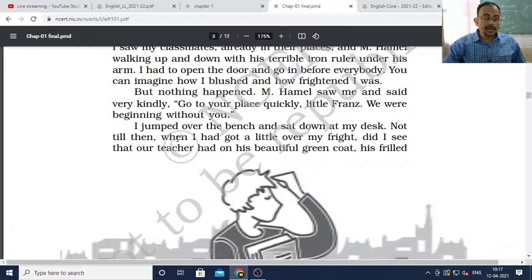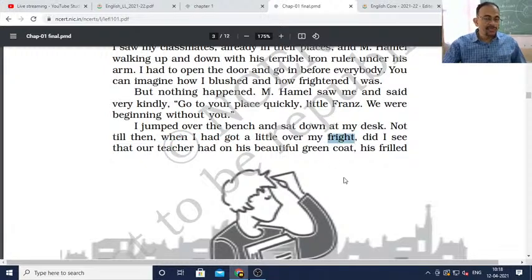Not till then, when I had got a little over my fright, did I see that our teacher had on his beautiful green coat. Franz jumped over the bench because he was very nervous that his teacher might scold him for being late. But when he saw that his teacher was cool and not scolding him, his tension and anxiety subsided.